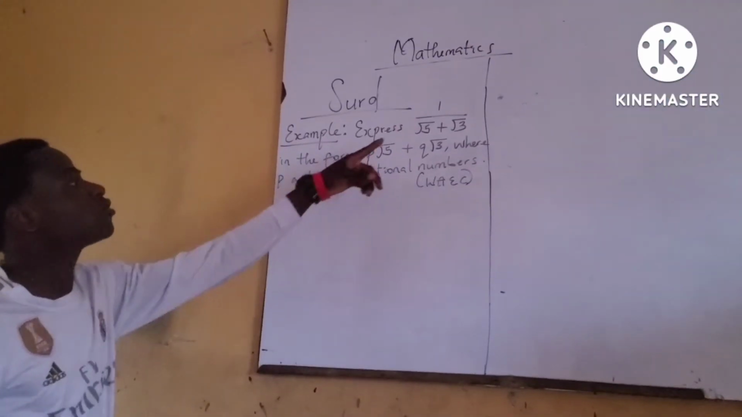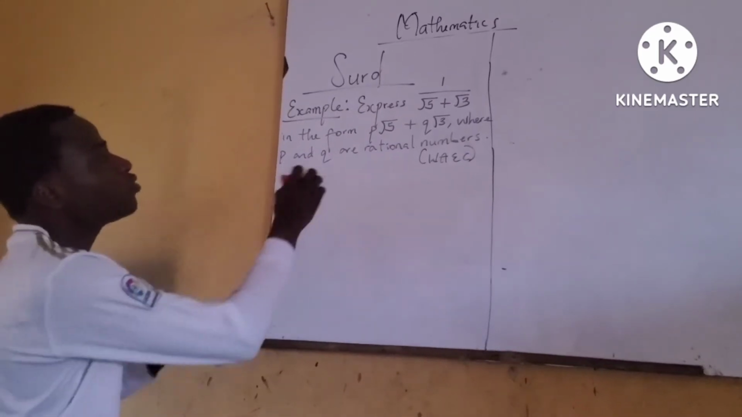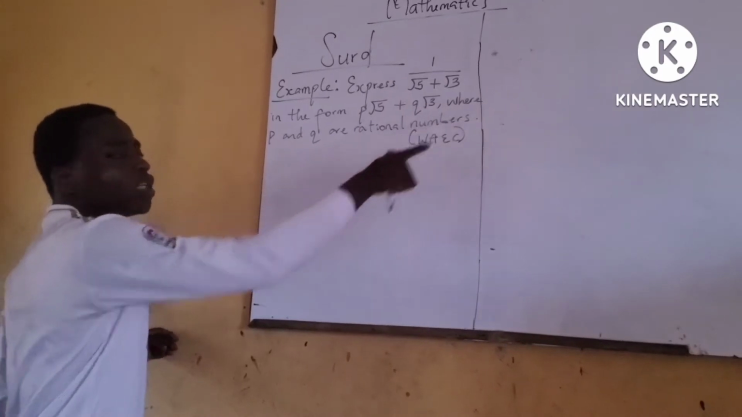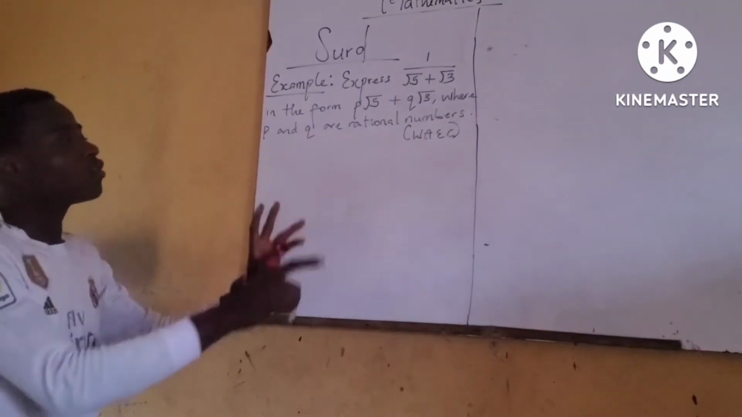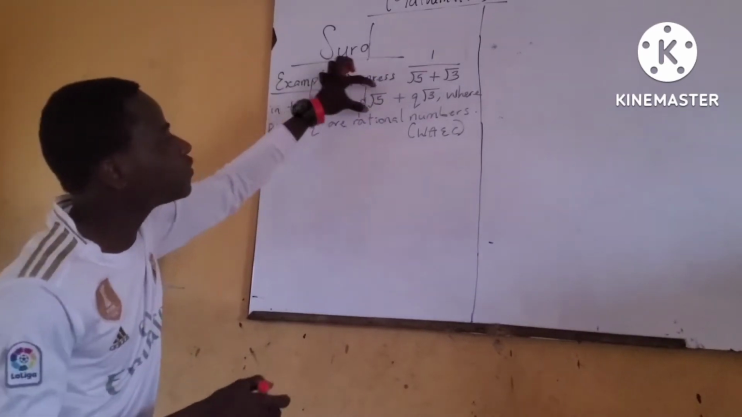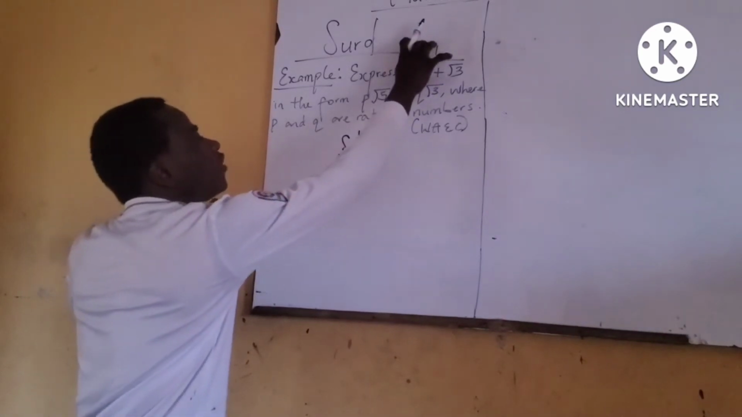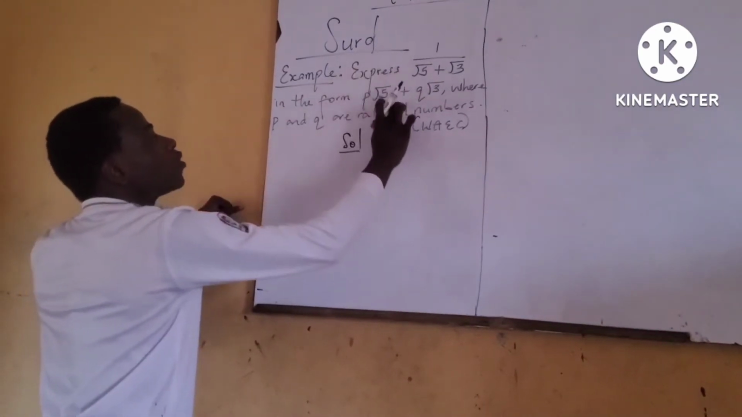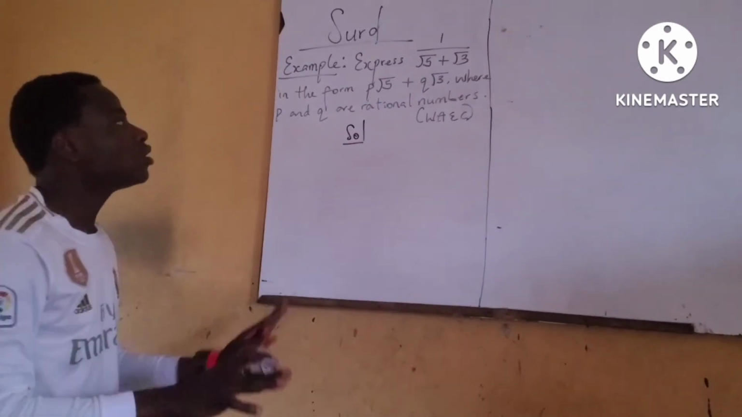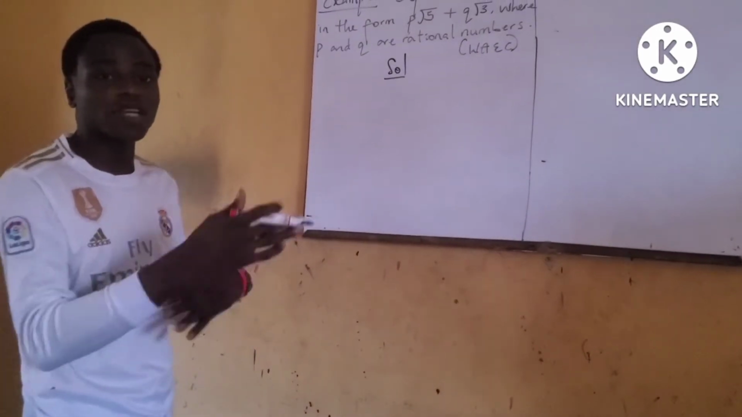For example, you have to express 1 over root 5 plus root 3 in the form of p root 5 plus q root 3, where p and q are rational numbers. A wide question. You have to solve this. So you have to express this in terms of this, that is, you have to rationalize this in the form of p root 5 plus q root 3, whereby p and q are rational numbers. So I believe you know what rational numbers are: numbers that can be expressed as a fraction.